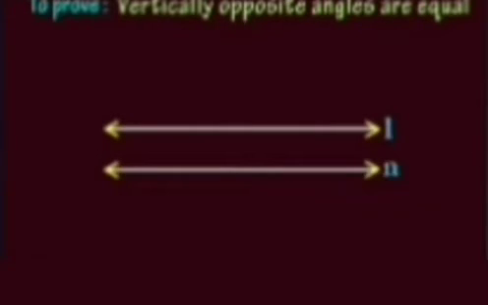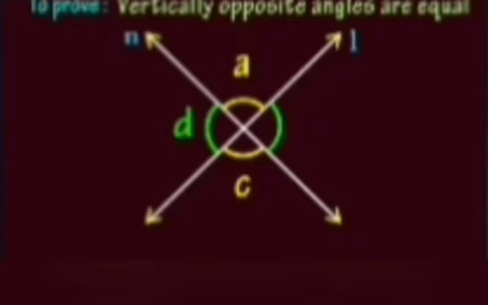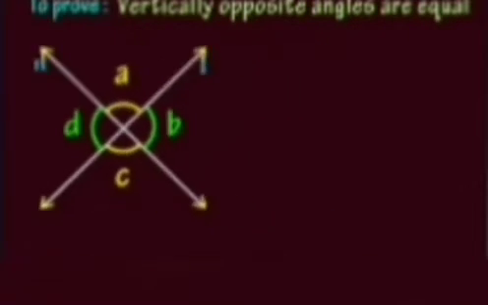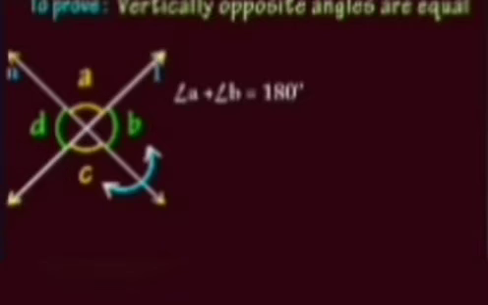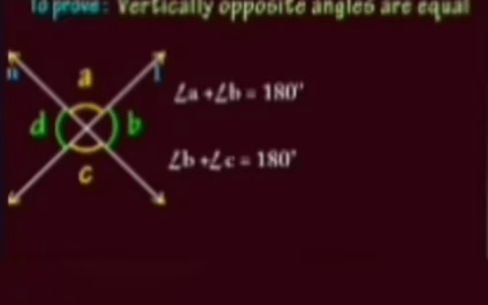Now can we prove that the vertically opposite angles are equal? So here also we can name the angles as it is named here, A, B, C, D. Now A plus B is how much? It is 180. B plus C is how much? It is also 180 degrees. Now we can equate the two equations. So A plus B will be equal to B plus C.